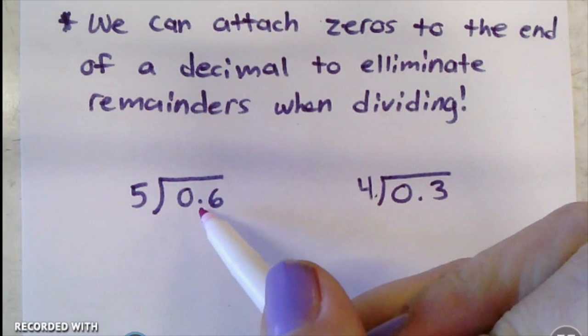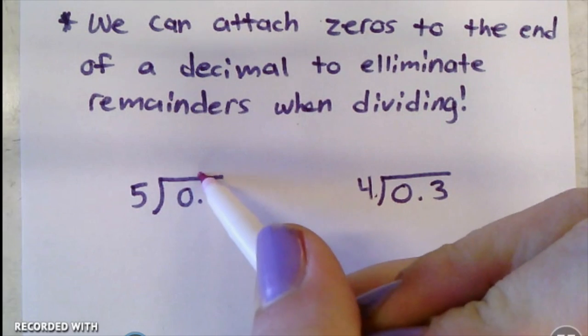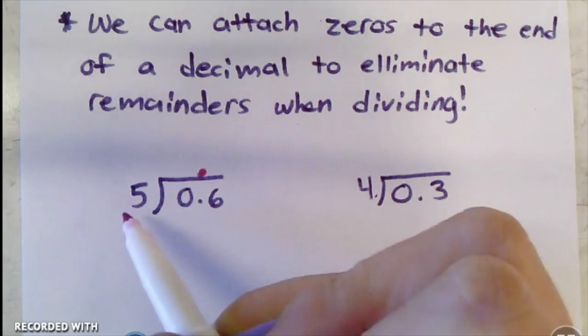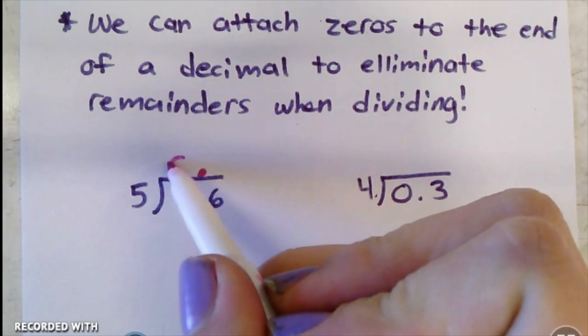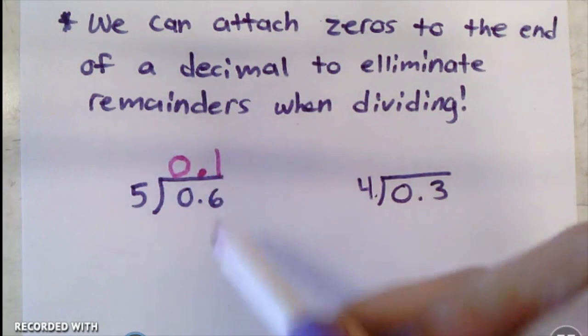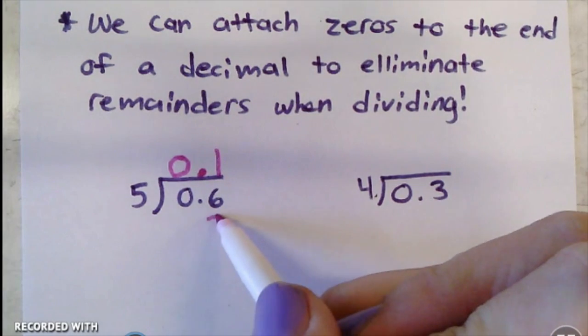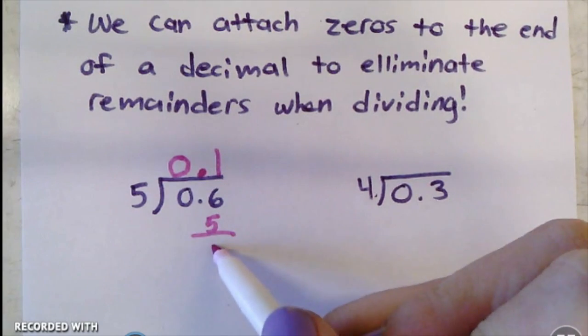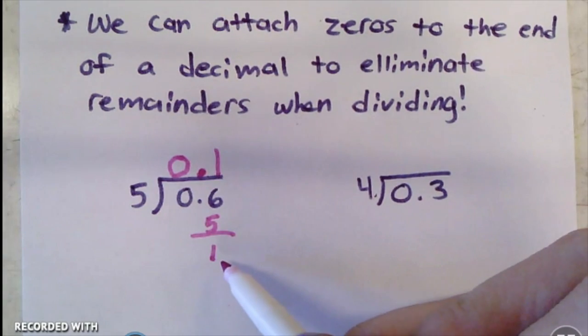So first thing I'm going to do, if a decimal's in the house, bring it to the roof right above where it was. So 5 does not go into 0. 5 does go into 6 one time. And then I'm going to do 1 times 5, 6 minus 5. And I've got a remainder of 1.